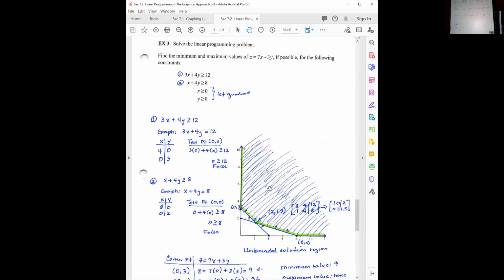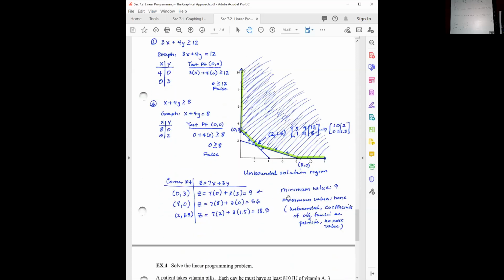On this question, they all overlap somewhere, but it's not closed off, meaning there will be no maximum, but there is a minimum. So on example 3, they say find both minimum and maximum, but this one does not have it. So you would say, okay, minimum is one of the corners, but there is no maximum.